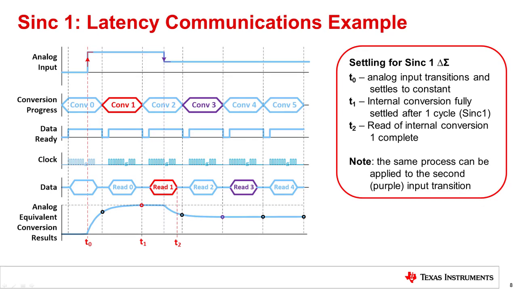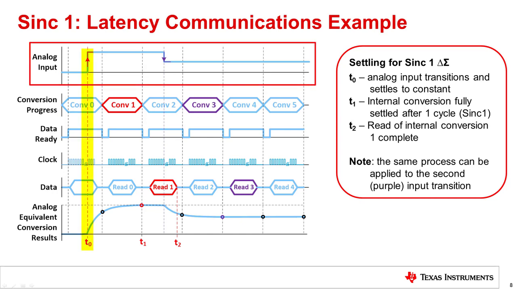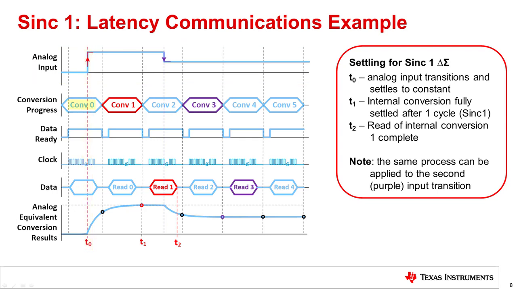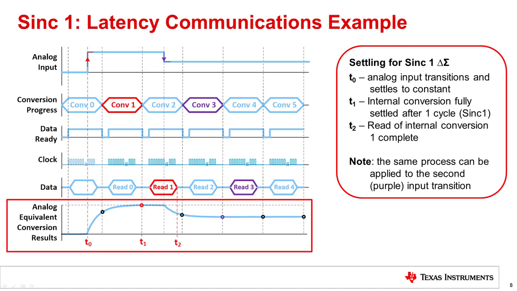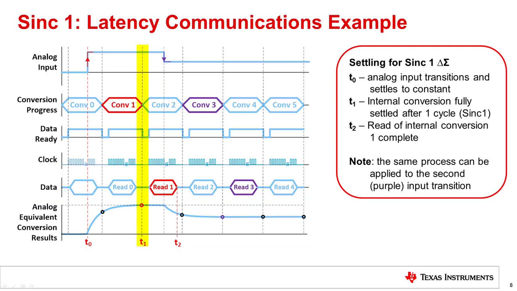Here is a Sync 1 low latency filter timing example. In this example, a step input is applied to the ADC input at time t0. Notice that this step occurs in the middle of conversion cycle 0. For the Sync 1 filter, it takes one full conversion cycle to settle to a step input. Since the step happened in the middle of a conversion cycle, the ADC will need another full cycle to settle. At the bottom of the diagram, you can see the internal analog equivalent conversion results. Note that at the end of conversion cycle 1, which is time t1, the internal ADC is fully settled.